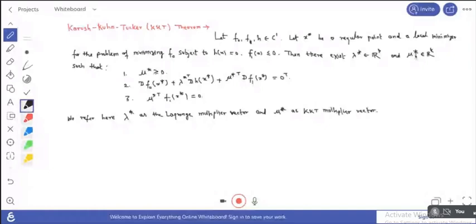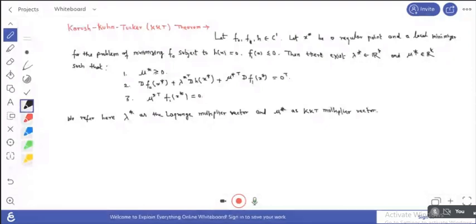If there is more than one equality constraint and inequality constraint, then the dimension is greater than one, so in that case it is a vector. Otherwise, if the number of equality constraints is 1 and inequality constraints is 1, then lambda and mu are real numbers.